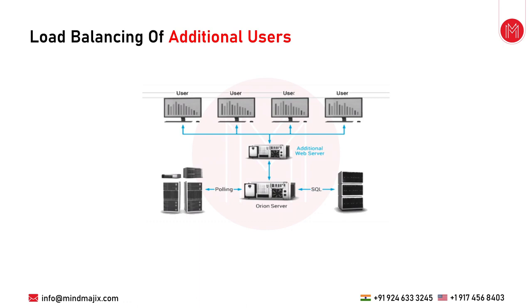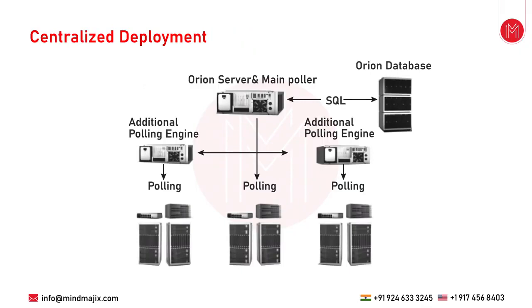Whenever we want to poll more than 12,000 elements, what is the mechanism? Here we can see we can add an additional polling engine in order to poll more devices, more elements, more than 12,000. Each polling engine can poll 10 to 12,000 elements. Like this, we can expand or enhance our architecture. This is a centralized deployment.